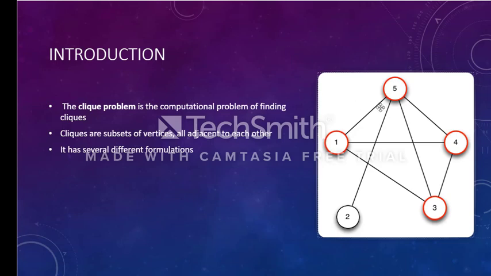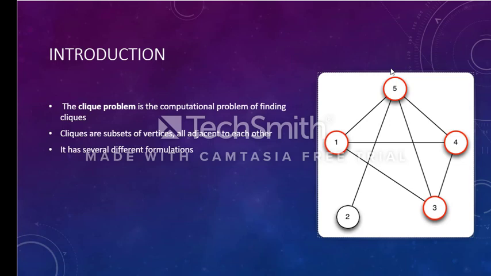So according to the graph which we have here, the subgraph, which consists of the vertices 1, 5, 4, and 3, is a complete subgraph of the whole graph. So it's a clique. So that graph has a clique which is 1, 5, 4, 3.